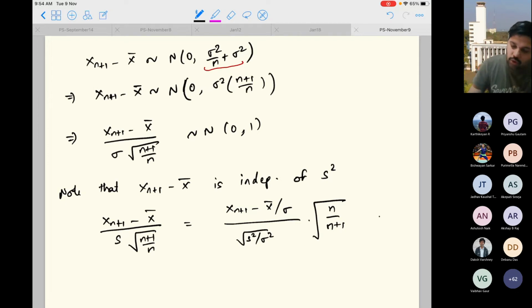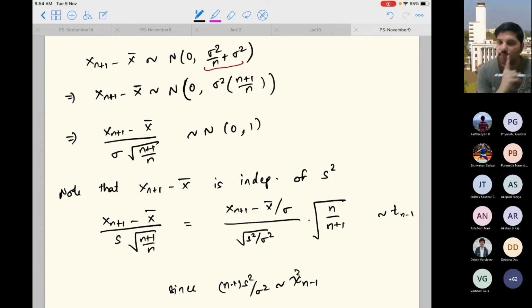So do you all agree this will follow a T density with how many degrees of freedom? N minus 1. Because (n minus 1) s square by sigma square follows chi square with n minus 1 degrees of freedom. Correct? This is something that we have already seen.